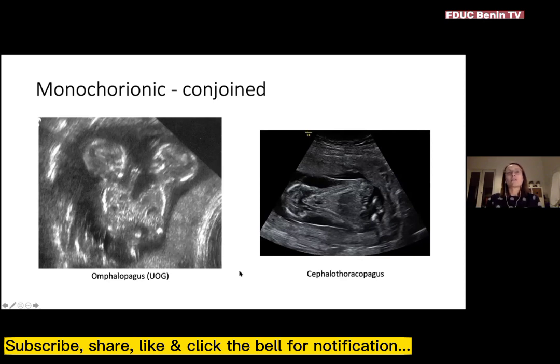And it can actually be much harder to diagnose at later gestations because most twins are very closely associated as they get into the 3rd trimester, and it can be really difficult to confirm that they're actually conjoined, not just sitting right next to each other. And that's the situation we were in Benin City.